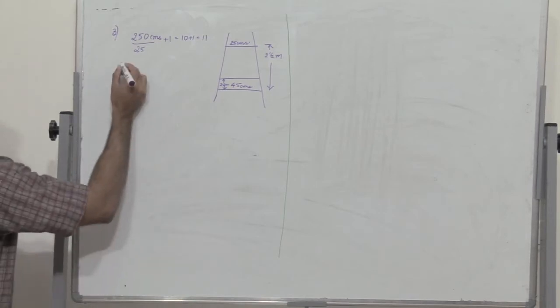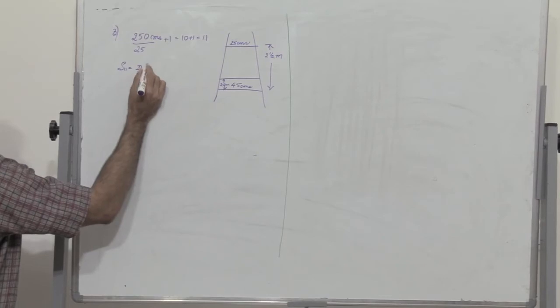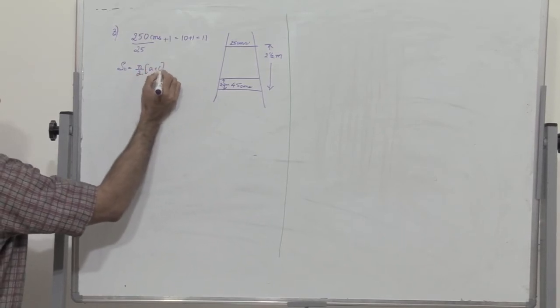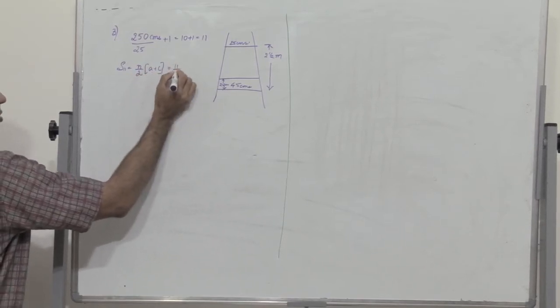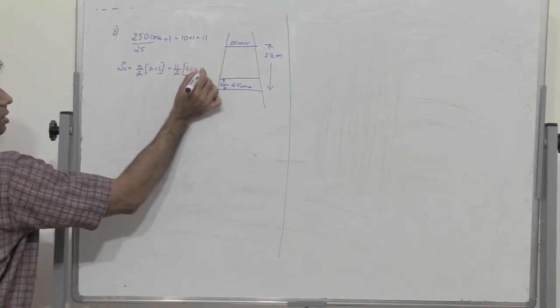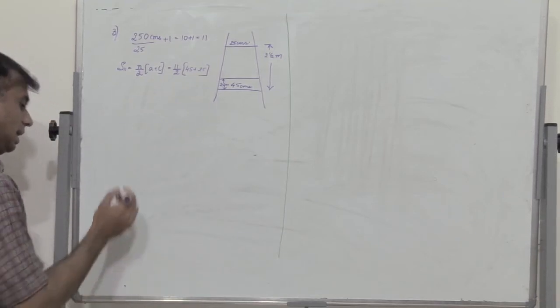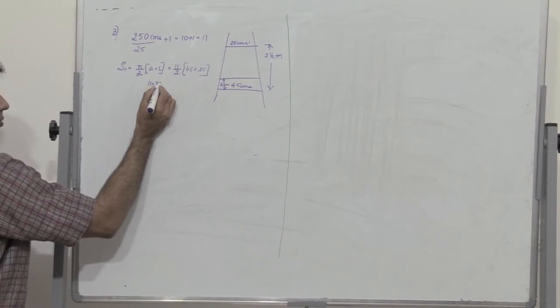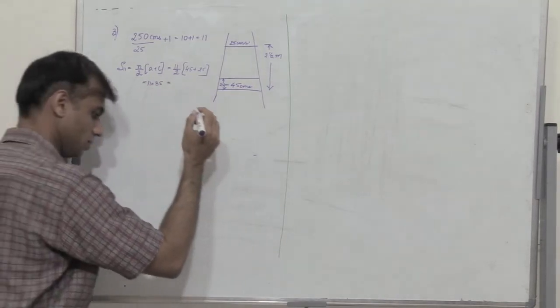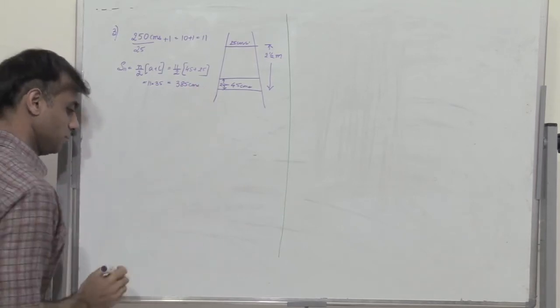So now we need to find S11. So we know that S11 is n by 2 into a plus l. So n is 11 by 2, a is 45 plus l is 25, right? So that gives me 11 into 35, which gives me 385 centimeters. It's a very simple problem here.